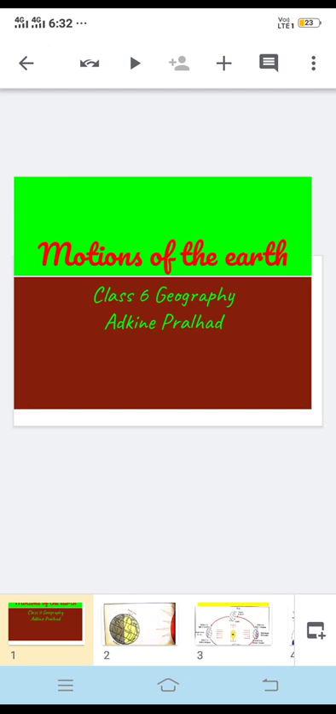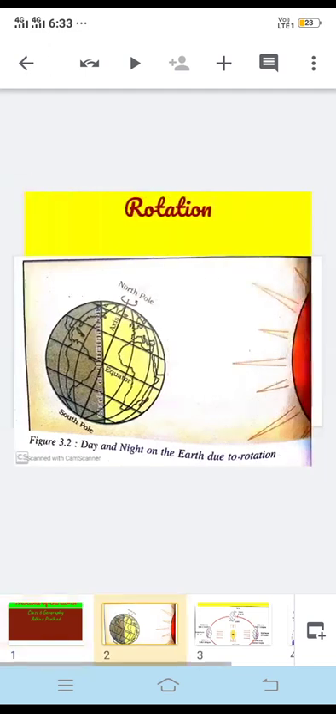So a few concepts you already know, like rotation. Last year you have learned it. Then you have learned revolution also. So again we'll have a revision of those topics. So first is rotation.